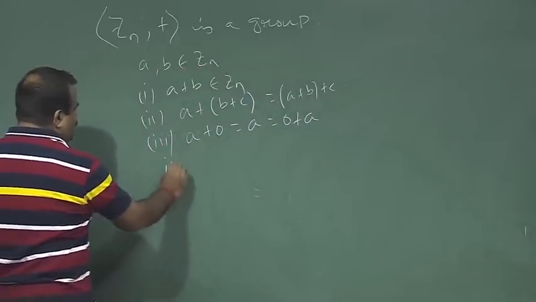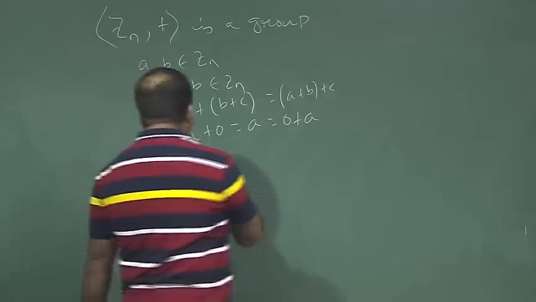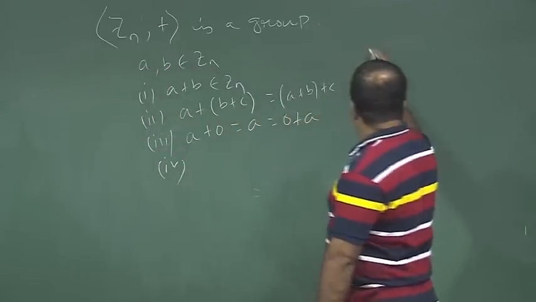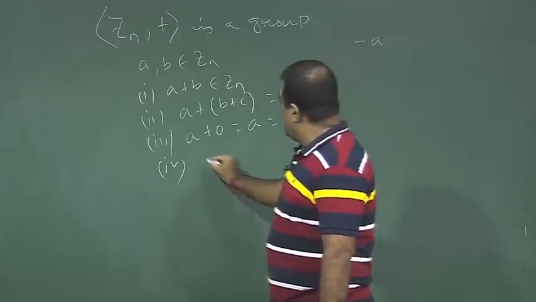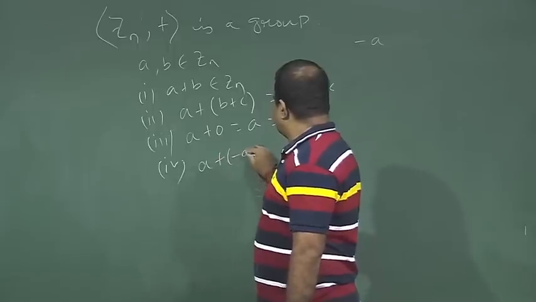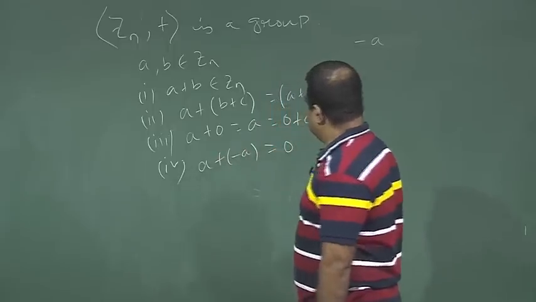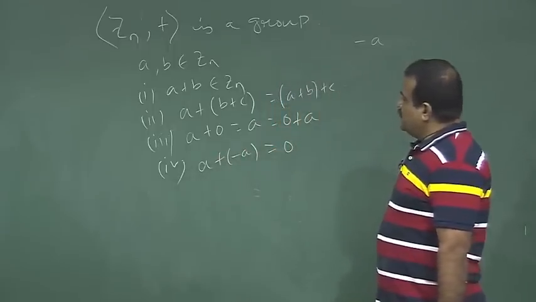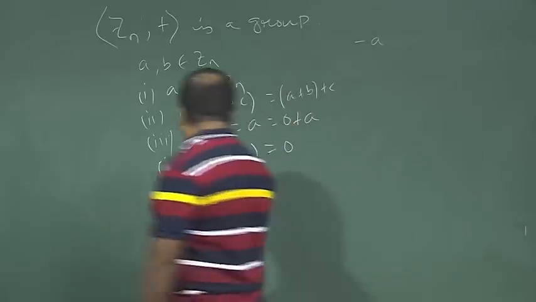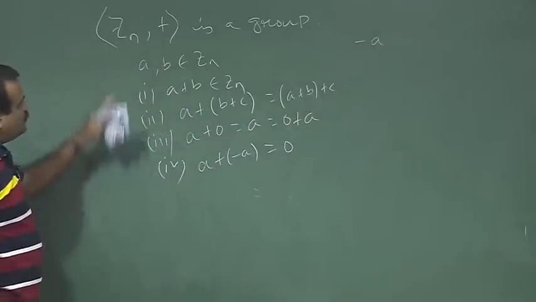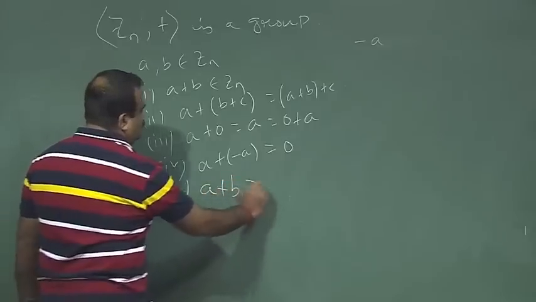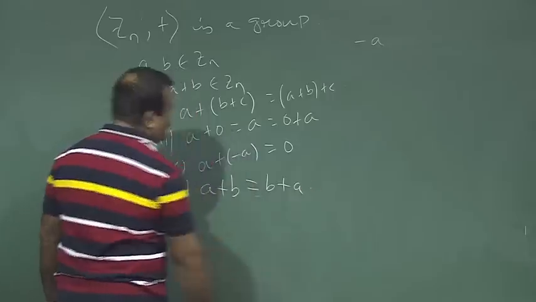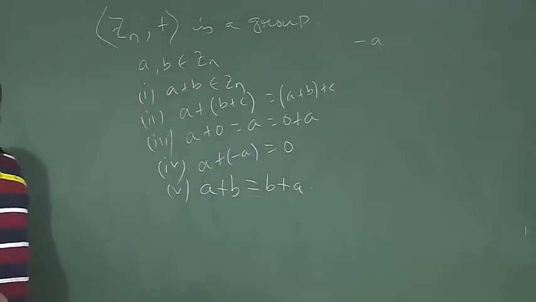So, this is the identity element. Then the existence of inverse. For each a we have minus a, so minus a mod n. So, a plus minus a is equal to 0. Okay. So, this will form a group, not only a group, it is an abelian group. That means a plus b is also equal to b plus a. It is an abelian group.